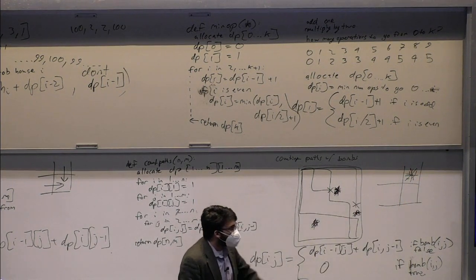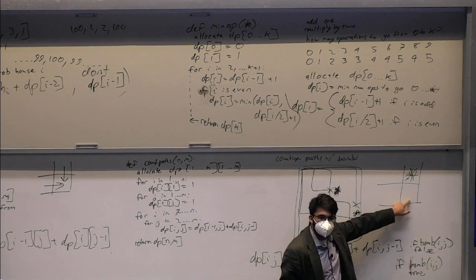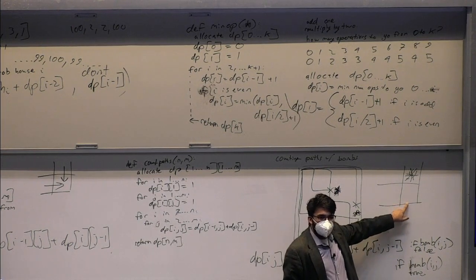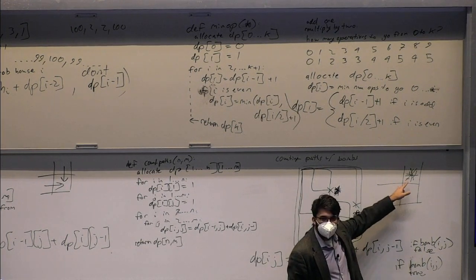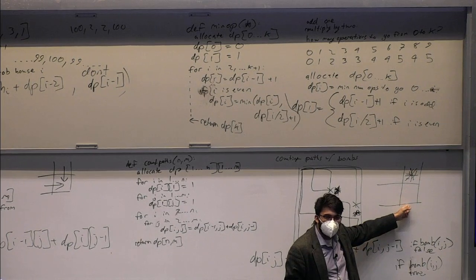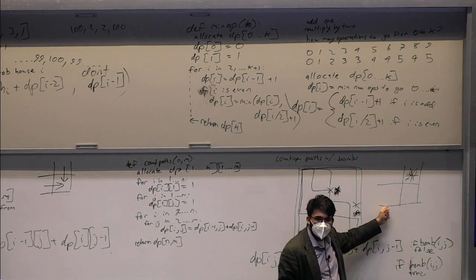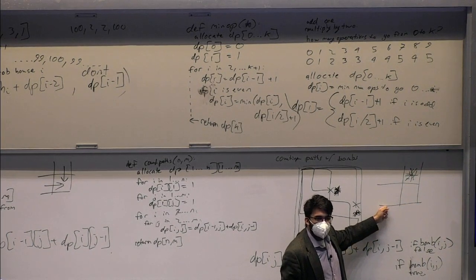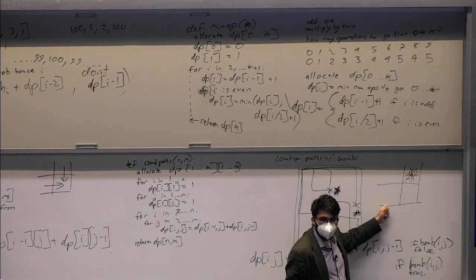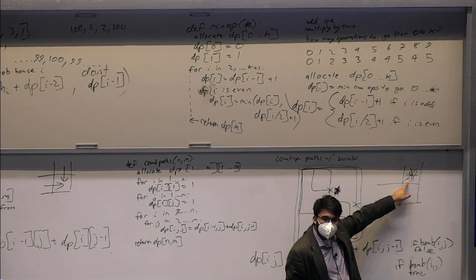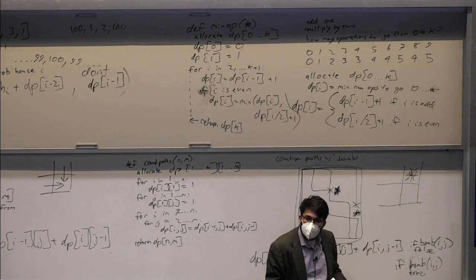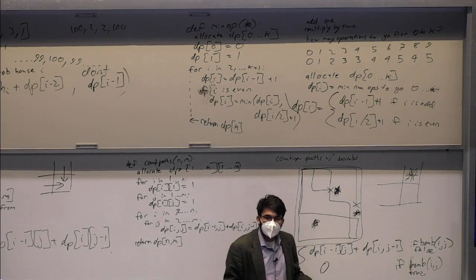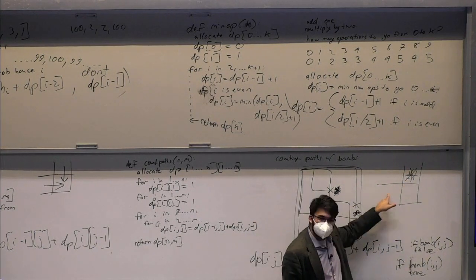If you have a bomb above and you want to reach this square, what's the number of ways you can reach this square? You can't actually come from above. The only way to reach this square ends up being from the left. So it's going to be the number of ways you could come from the left. So what you do is you simply set the number of ways to reach the bomb to 0. So it's going to be 0 plus this.